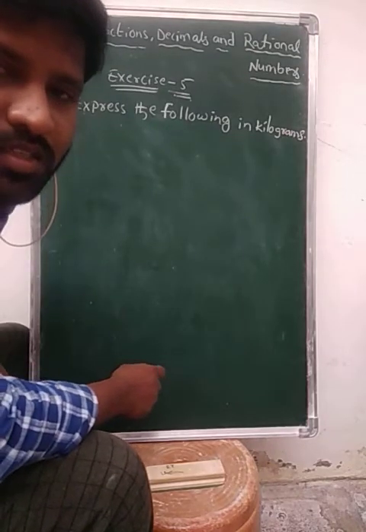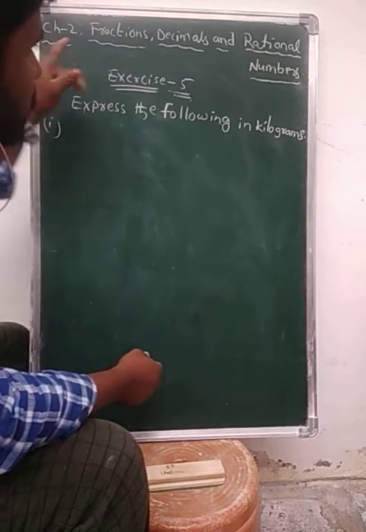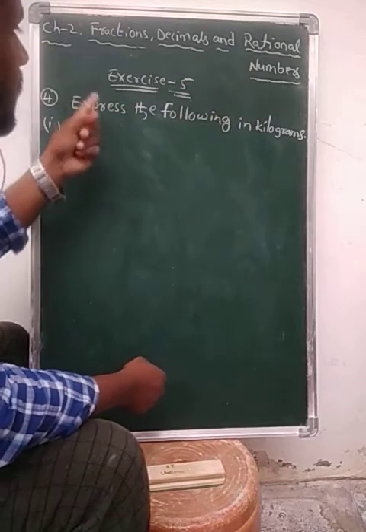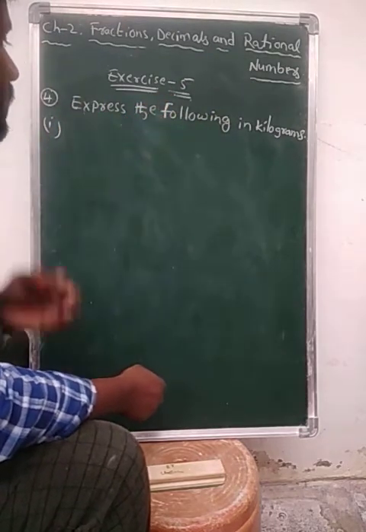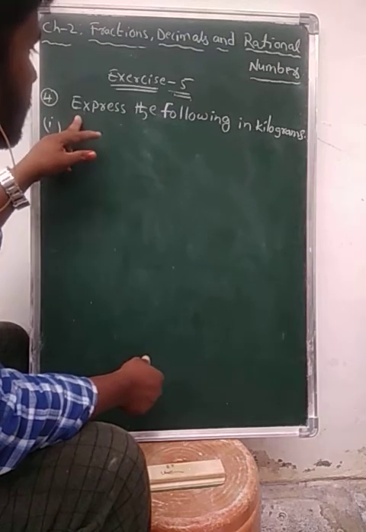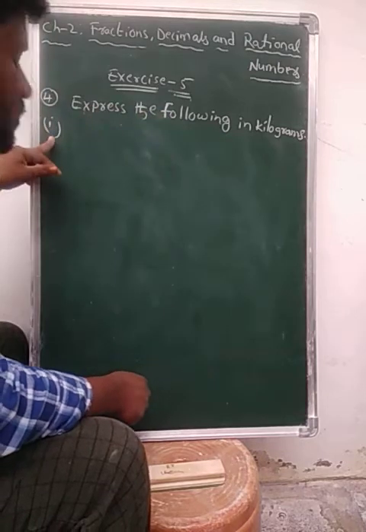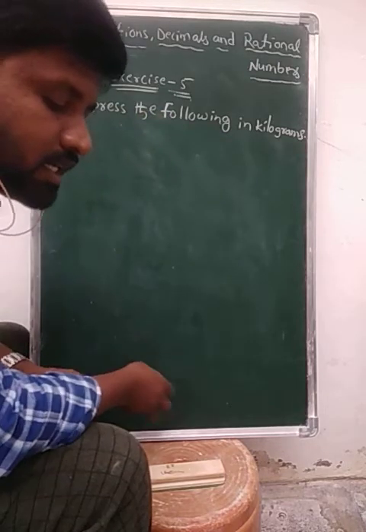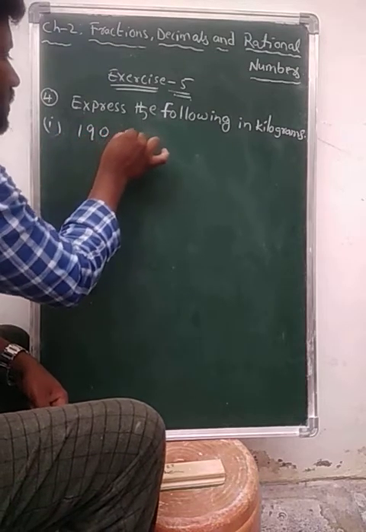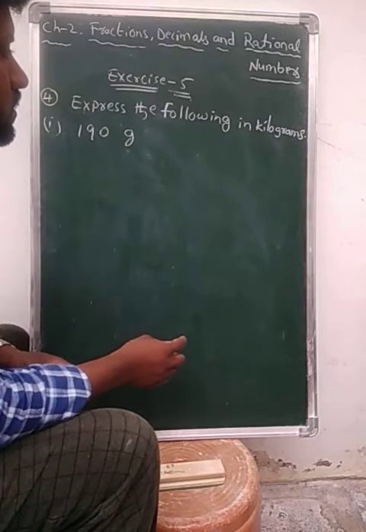Good morning, students. Today we are going to discuss chapter 2: fractions, decimals, and rational numbers. In exercise 5, the fourth question is given: express the following in kilograms. The first question is 190 grams. Here G stands for grams.